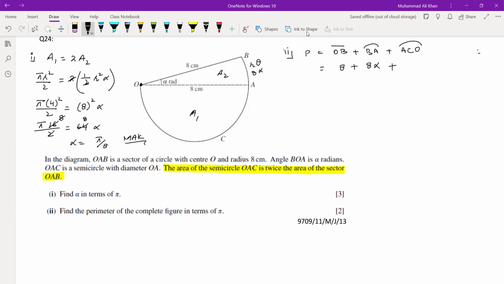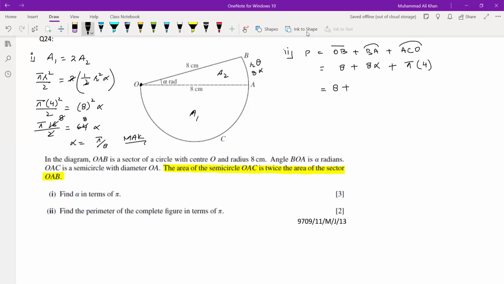Plus ACO. ACO, ये क्या है? सेमी सर्किल का perimeter. This is 2 pi r divided by 2, because the perimeter of the complete circle is 2 pi r. So semicircle क्या हो गया? Pi r. And this time the radius is 4.